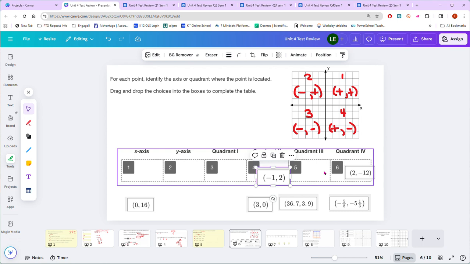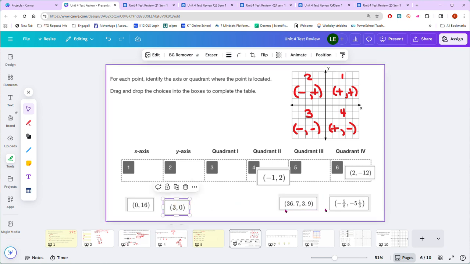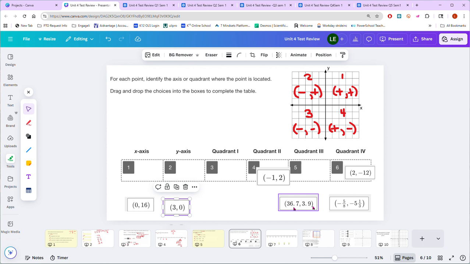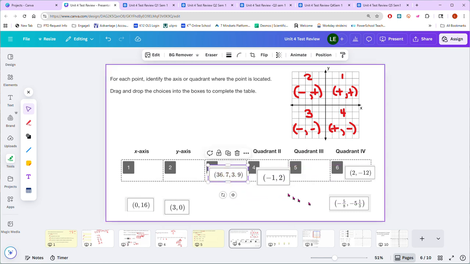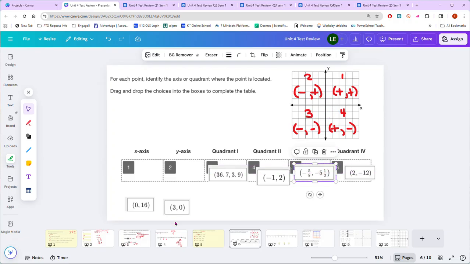Put it there. Then I'm going to ignore the ones with the zeros for just a minute. We have a positive and a positive. So the only place that happens is quadrant 1. And then we have a negative and a negative, and the only place that happens is quadrant 3. So now I have to decide x-axis or y-axis.